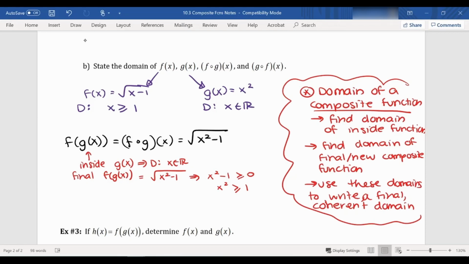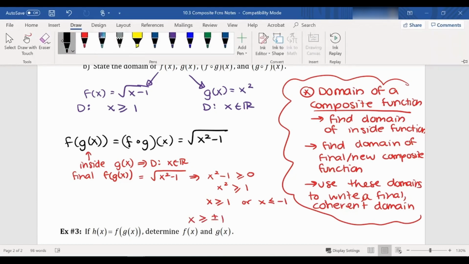In order for x squared to be bigger than or equal to 1, this means that x could be bigger than or equal to 1 or smaller than or equal to -1. So these ones tend to trip people up a little bit, because what they'll write is, oh, then x is greater than or equal to plus or minus 1. This is not the case.